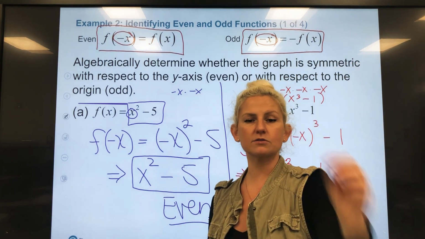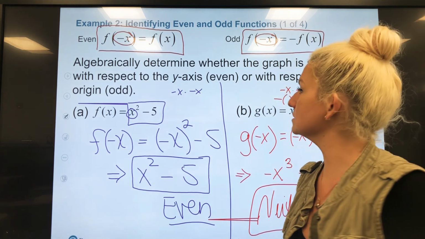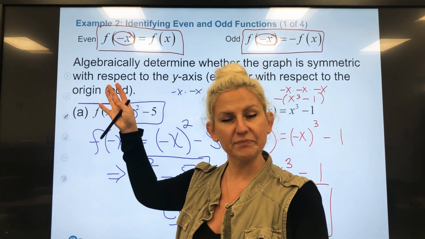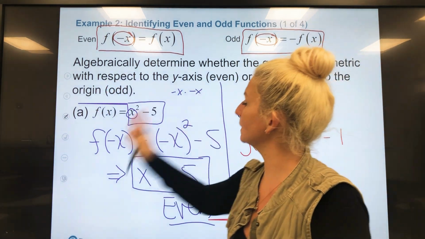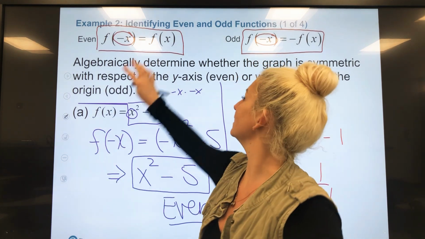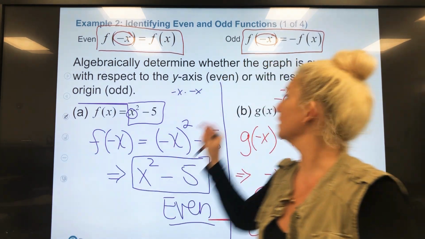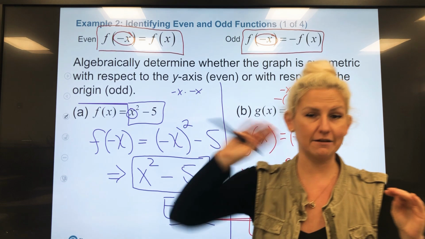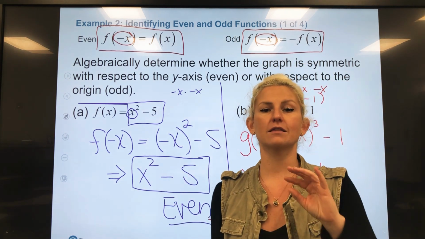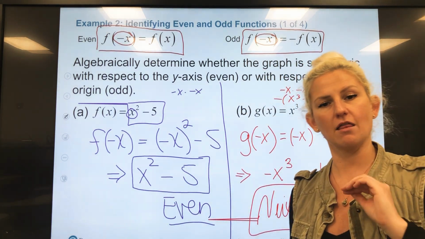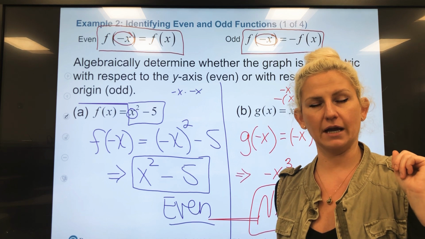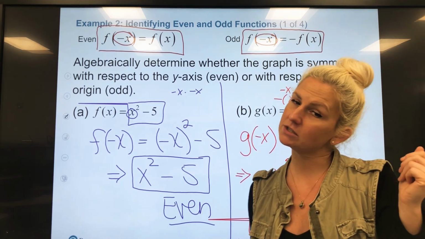So your assignment is going to be a practice on determining algebraically if it's even or odd. You just replace the x with negative x. If it's exactly the same, it's even. If it is exactly opposite, meaning everything is opposite, every term, then it is odd. And if it's neither, then it's neither. Okay? Any questions? Let me know.